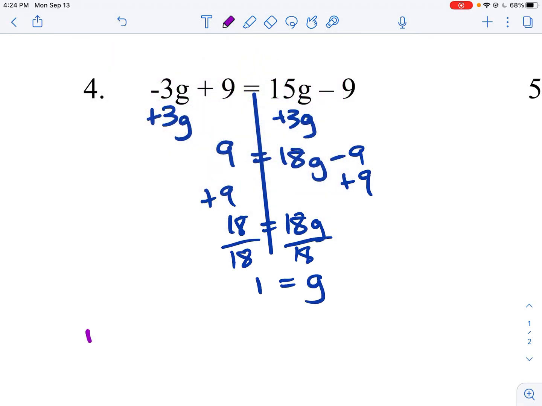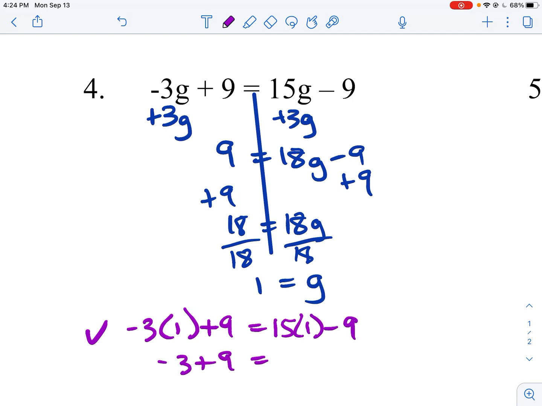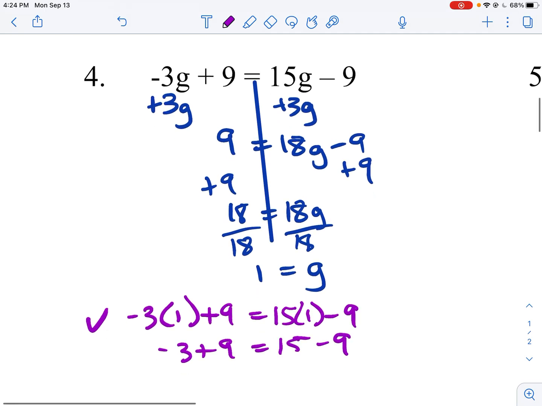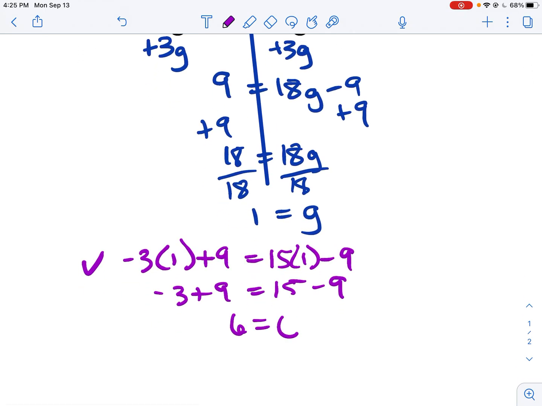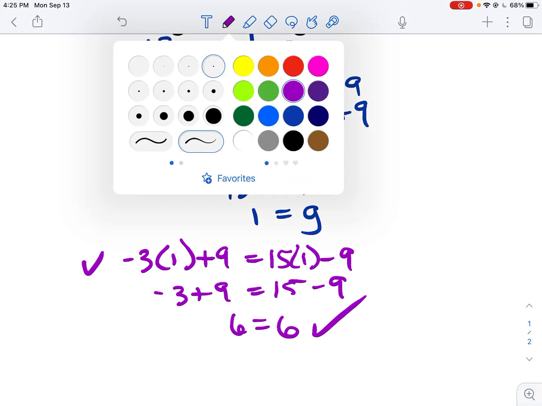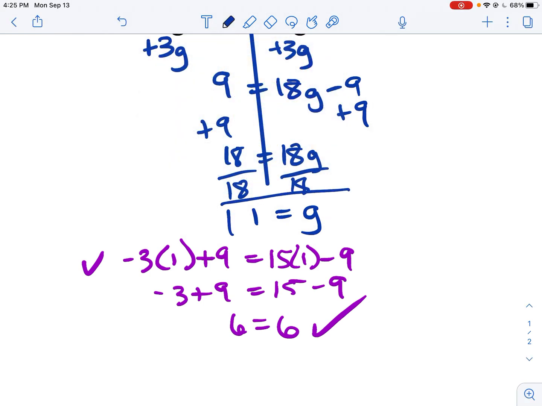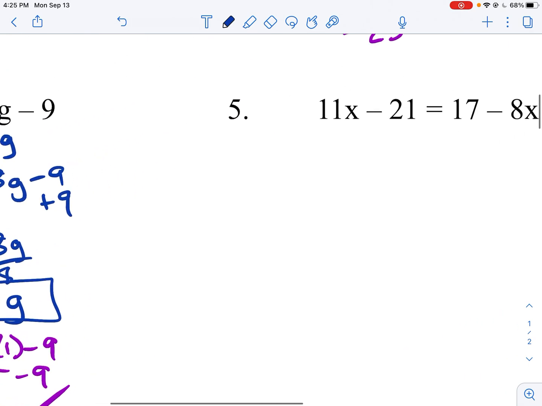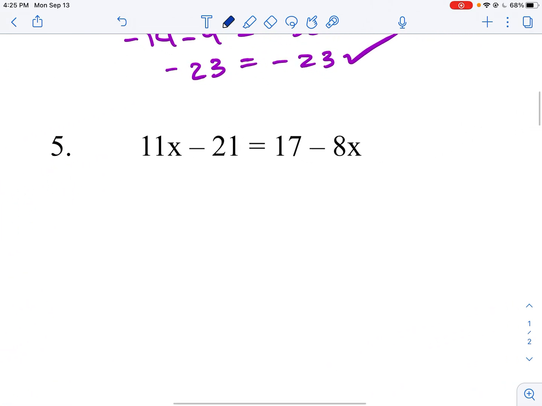I check my work to make sure that I did the right work. Negative 3 times 1 plus 9 equals 15 times 1 minus 9. So I get negative 3 plus 9 equals 15 minus 9. 6 equals 6. So I did the right work, and g equals 1.